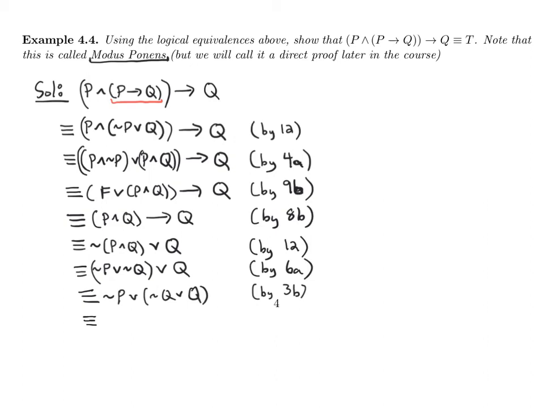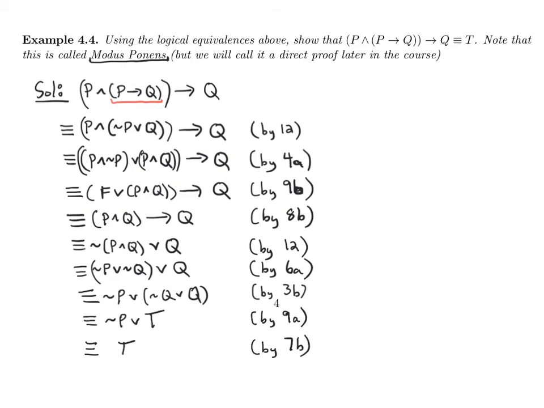So this becomes not P or a tautology. And we know that not Q or Q is a tautology by 9a. And finally, we can use 9a yet again. Oh, sorry, it's not 9a we're actually using again. It is 7. We're saying what happens with the tautology. So this is going to be 7b, that this whole thing is just a tautology. So we have something or a tautology is logically equivalent to a tautology by 7b.